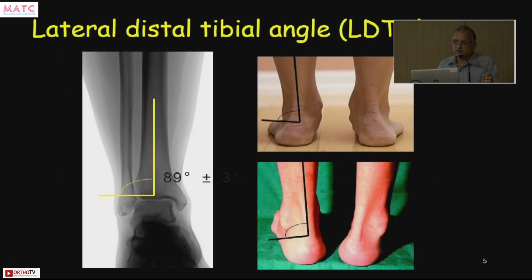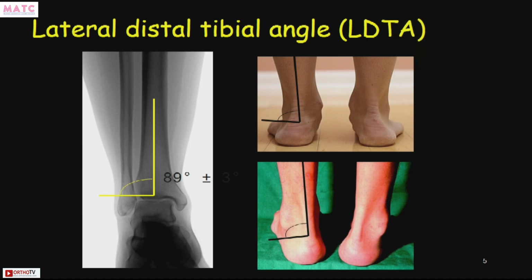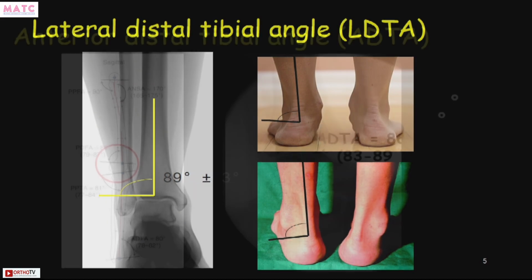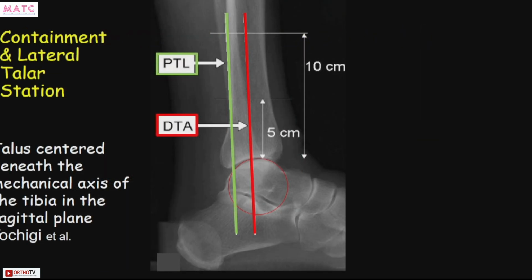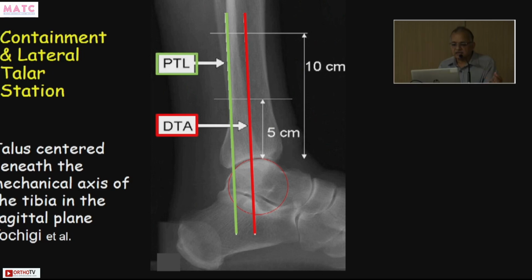The two angles which one must consider while fixing or analyzing this fracture are the lateral distal tibial angle, which has to be around 89 degrees plus or minus 3 degrees, and that gives a valgus or varus deviation to the foot. The second important angle is the anterior distal tibial angle, which gives containment of the talus underneath the talar dome. So the talus has to be centered beneath the mechanical axis of the tibia in the sagittal plane to get good function of the ankle.